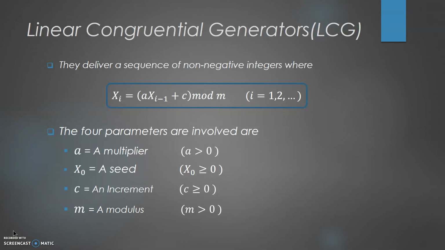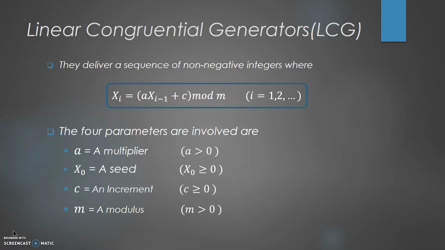Alright, so what are linear congruential generators? They basically deliver a sequence of non-negative integers using the equation provided below, and the recurrence uses four parameters that are usually set by the user. The four parameters involved are a multiplier, which has to be greater than 0, a seed, which has to be greater or equal to 0, an increment, which is represented by c, which has to be greater or equal to 0, and a modulus, which has to be greater than 0.